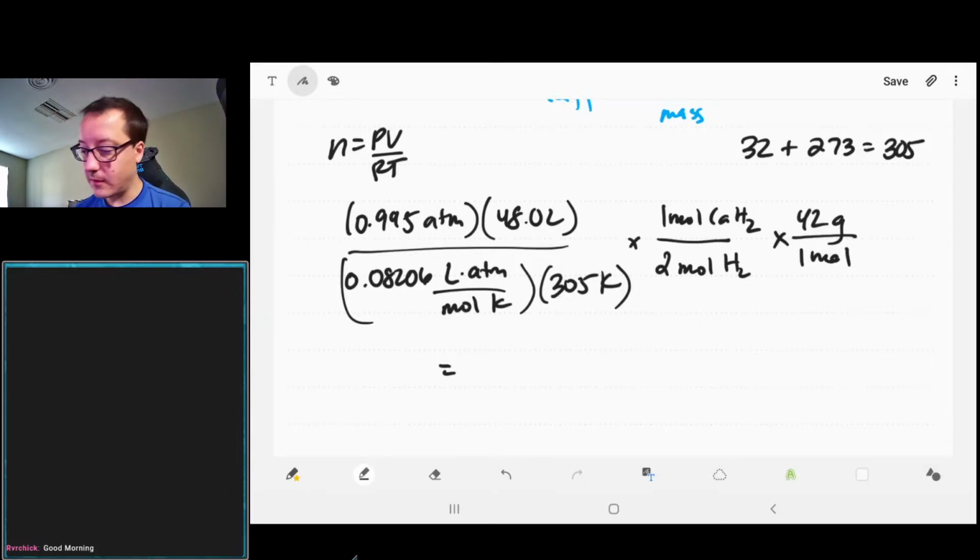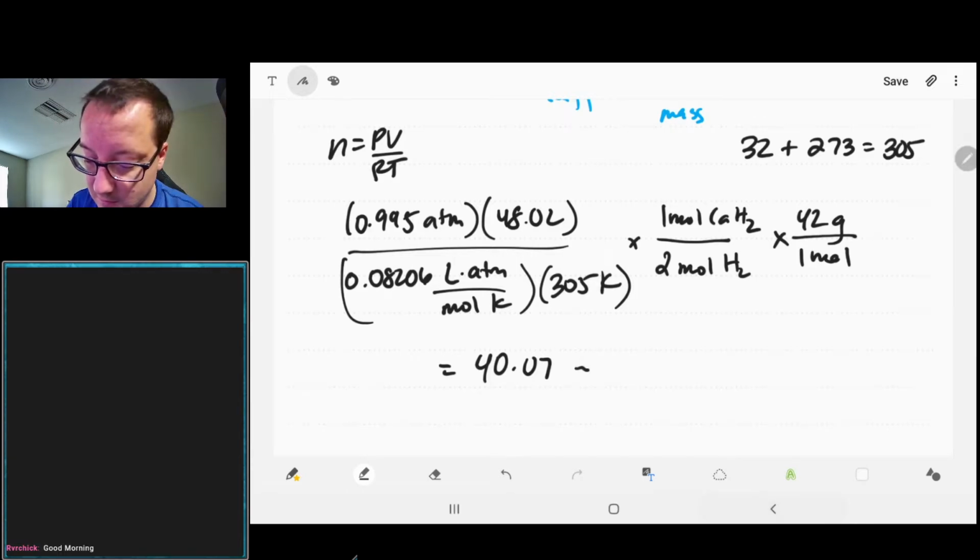Okay, so here we go. 0.995 times 48. So I typed in 18 divided by 0.08206 divided by 305 divided by 2 times 42. Do this, you get 40.07, and hopefully that's an answer. Yeah, it looks like 40.1 is what they want, so round that to the appropriate sig figs. And there's your answer.